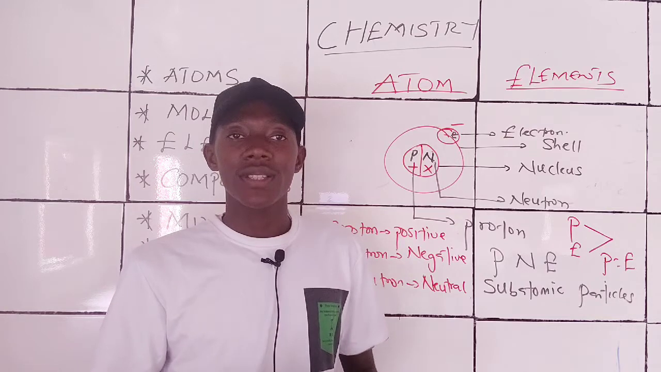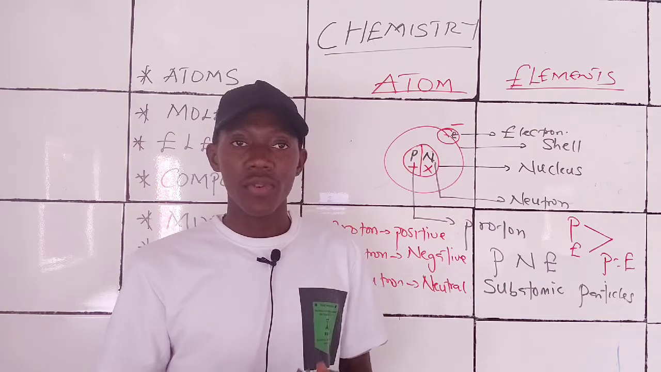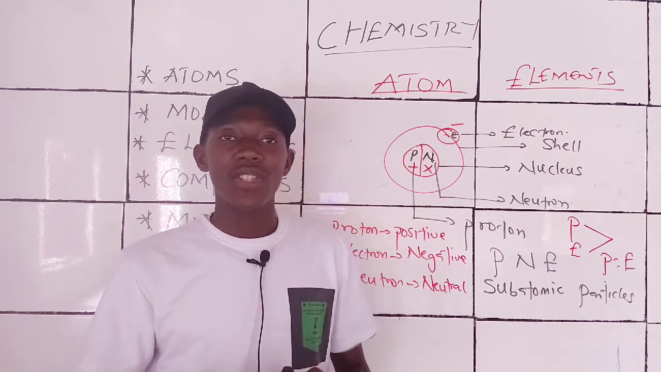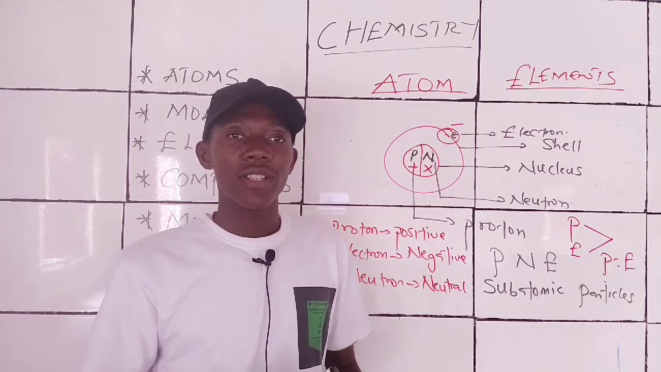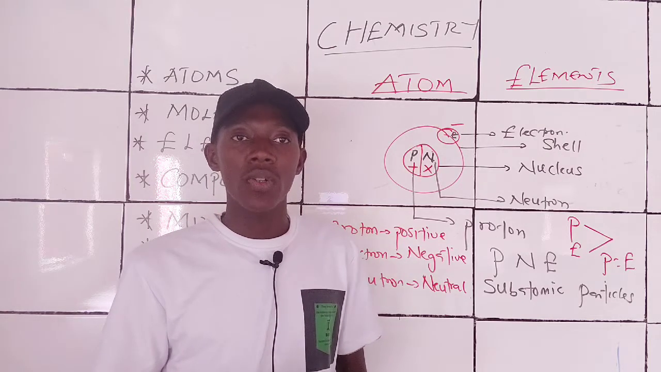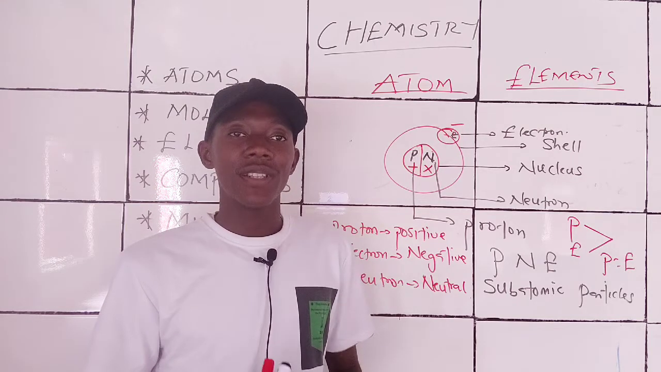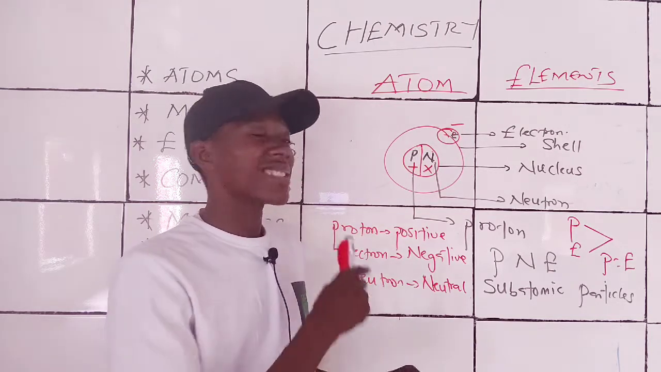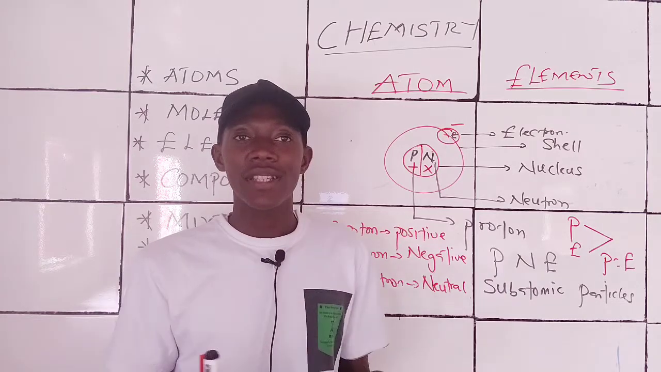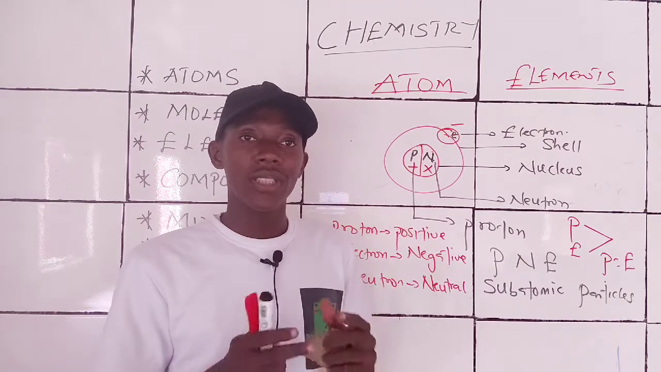Now when there is an imbalance, maybe something happens to the atom, that is when the charges come up. But we're going to explain this more when we start discussing ions. So for now, the atom is actually electrically neutral because the number of protons in the nucleus always balances the number of electrons on the shell.